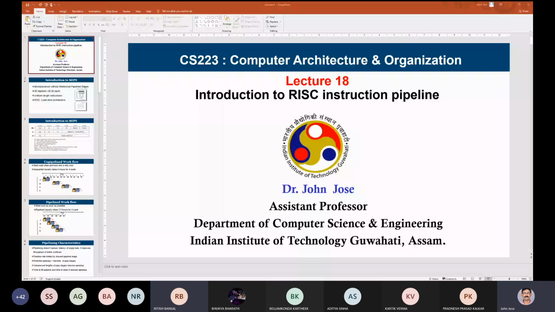So in today's lecture, we are going to have a discussion on the basics of instruction pipeline. For that, I'm going to introduce you to the RISC processors and its instruction pipeline design. So, introduction to RISC instruction pipeline.